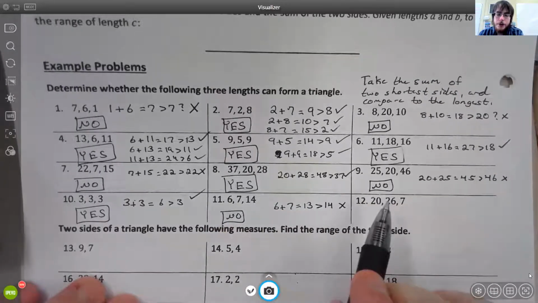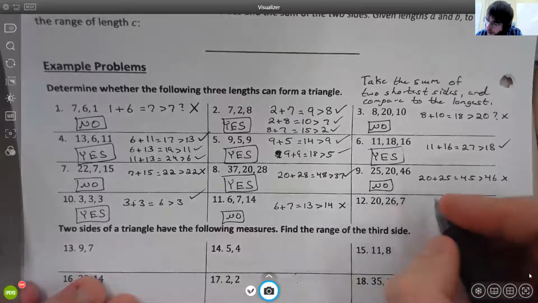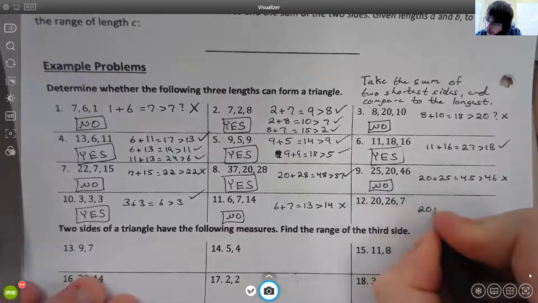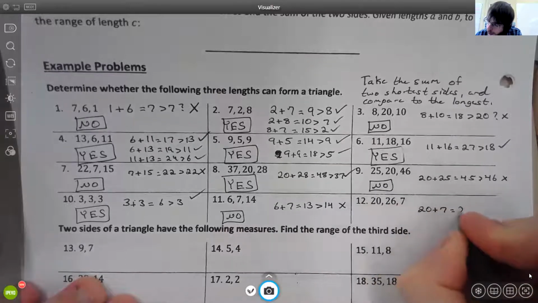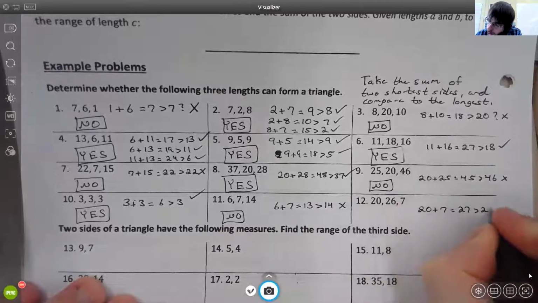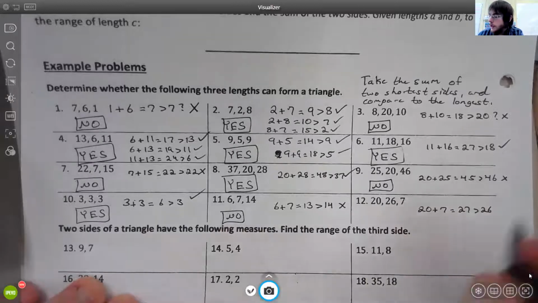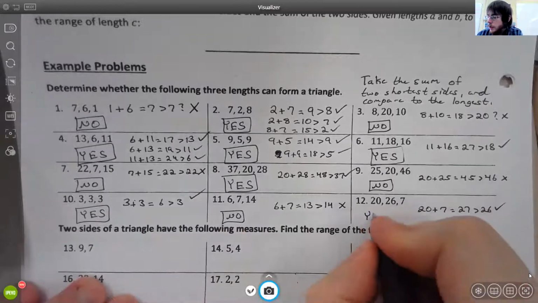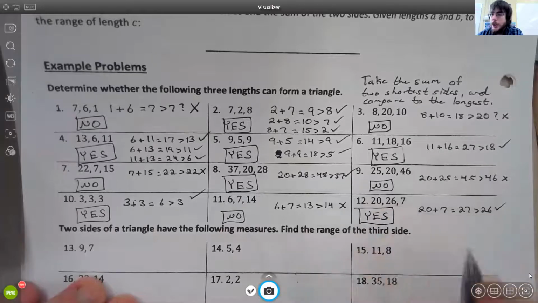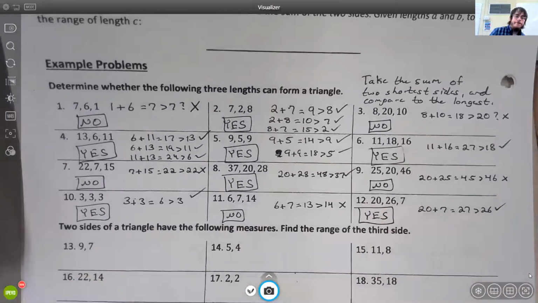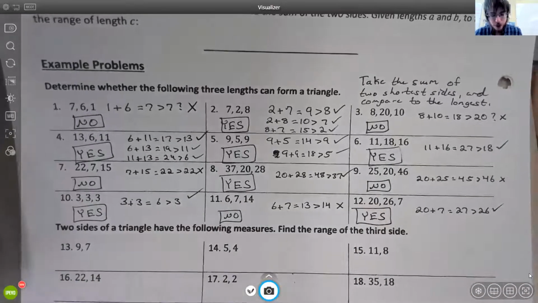And then number 12, 20 plus 7. So we take our two smallest sides, 20, and add 7. That gives us 27. Is 27 greater than 26? Yes. So this is a triangle. Okay.